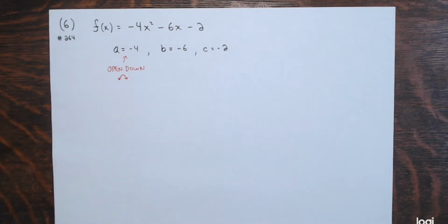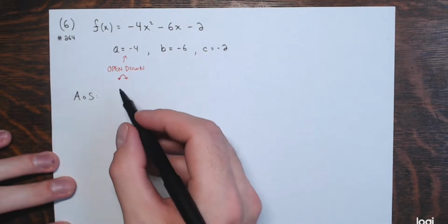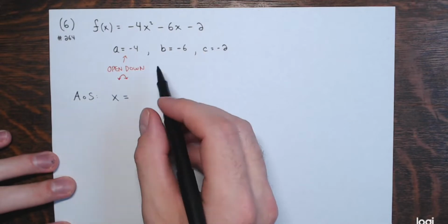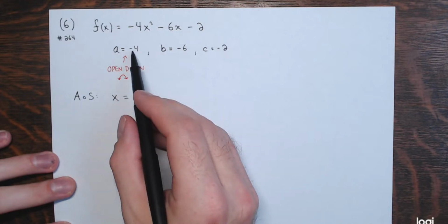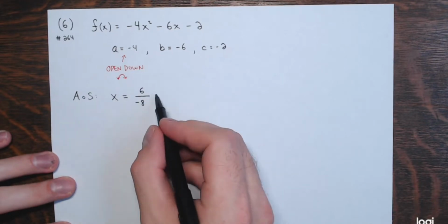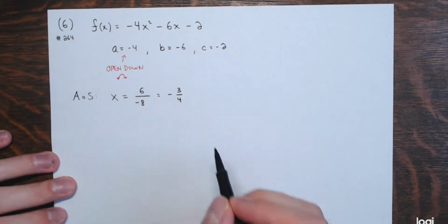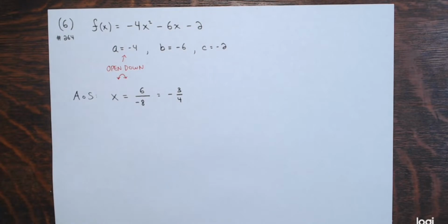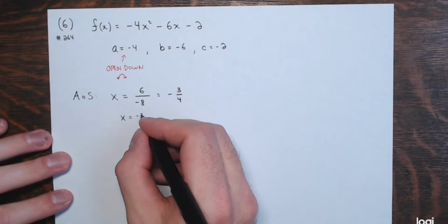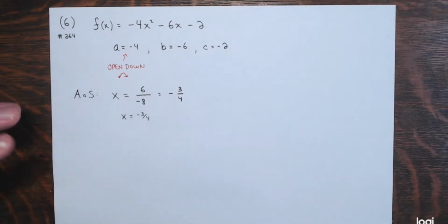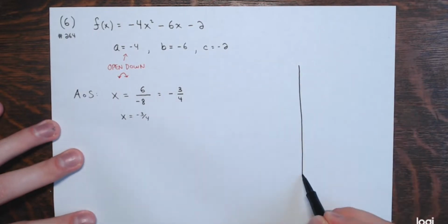All right, next I find the axis of symmetry. It's going to be x equals the opposite of b, so positive 6 in the numerator, divided by 2 times a, which is negative 8 in the denominator. This simplifies to negative 3/4, negative 0.75 if you want a decimal. So x equals negative 3/4. Not a nice integer like all the problems so far, but still doable.